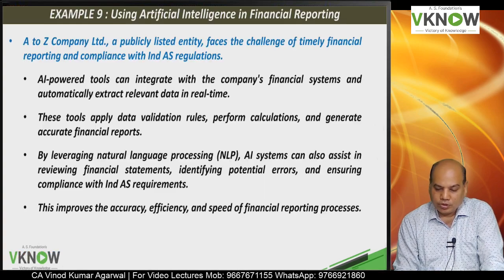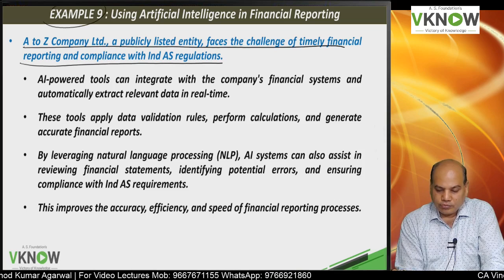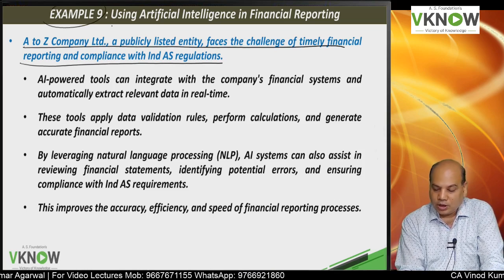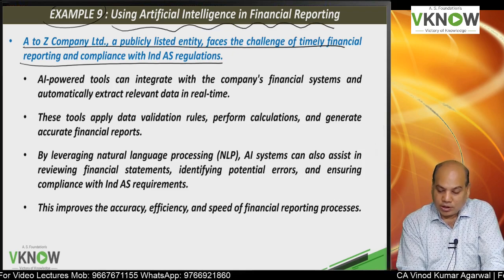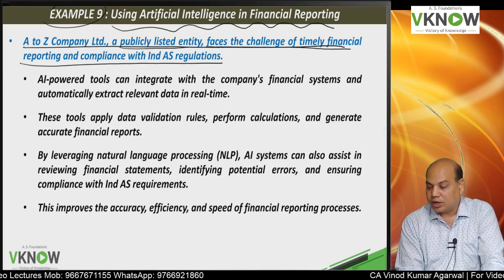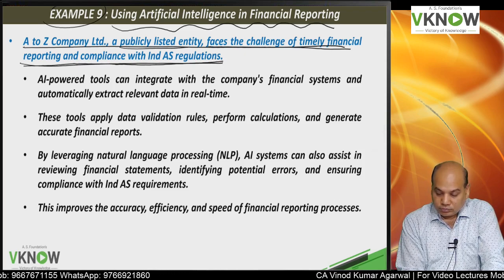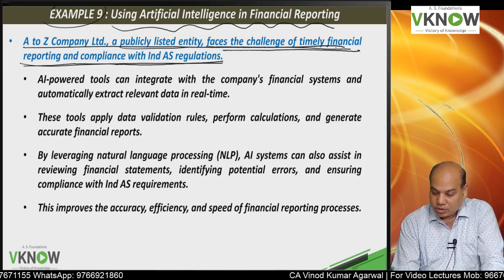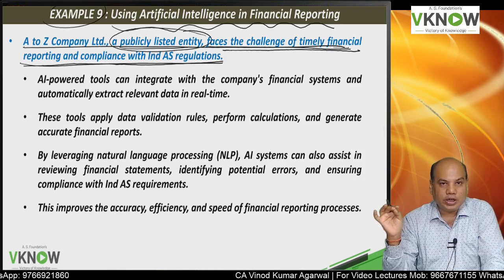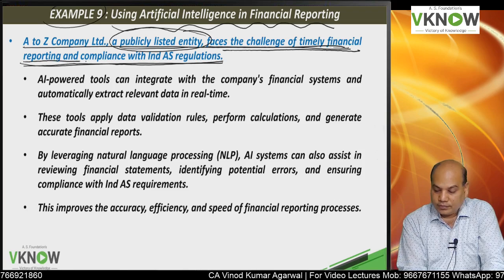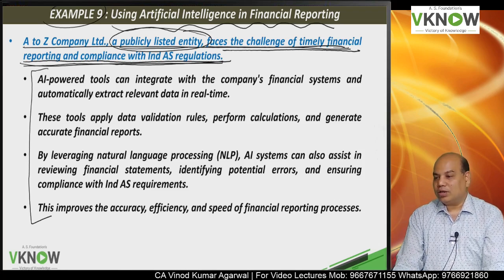One last example, example number 9. Students will underline, highlight the first 2 lines, which will be a question in the exam, and then they will ask you how artificial intelligence can be used here. A to Z company, a public listed company, faces the challenge of timely financial reporting and compliance with India's regulation. So what is the challenge it has? If you are a listed company, there is a deadline to publish your audited report and you have to complete it on time. How can AI help you?